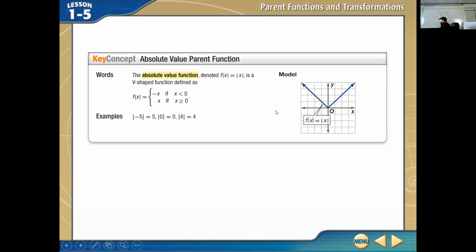Okay, so for all of your parent functions, they should cross the origin except for the reciprocal function and the constant function. Okay, and that's a helpful tip because we're going to be asked to identify what was the parent function, where did this graph slide.